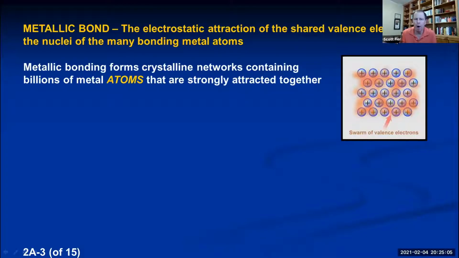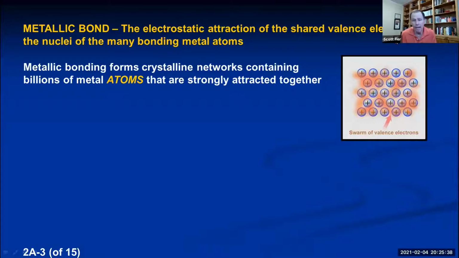So when metallic bonding exists, when metal atoms come together, metallic bonding forms what we call a crystalline network. A network just means a similar pattern repeating over and over again that's really, really big. So it's like these atoms with their valence electron clouds over and over and over again until you get to the extremity of the piece of metal. So this forms crystalline networks containing billions of metal atoms that are strongly attracted to each other. Okay? And we believe any metal is bonded together this way.